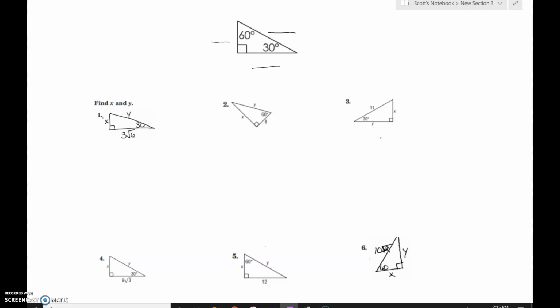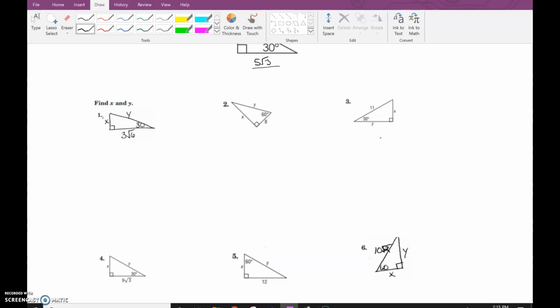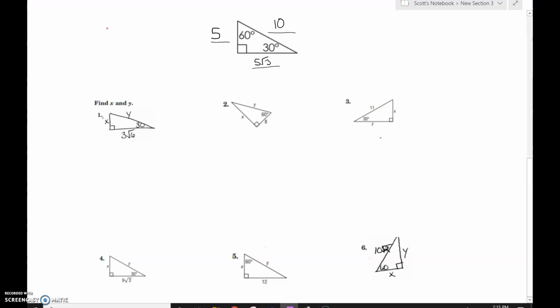First thing we're going to do is locate the 30 degrees. And then opposite of that is always going to be the pattern. This would be a 5. The hypotenuse is a 10. And this will be 5 square root of 3. So whenever we try to find our pattern here, that's what we're going to use. We're always going to come back to this one, the 30, 60, 90.